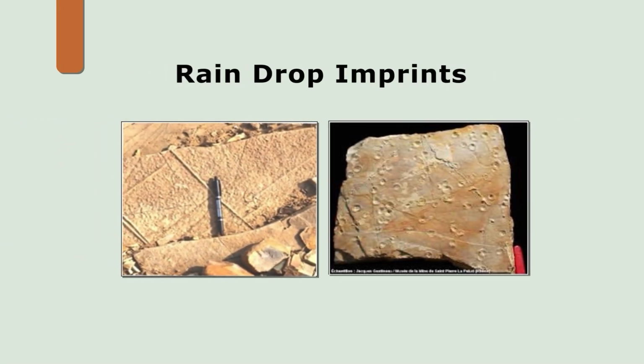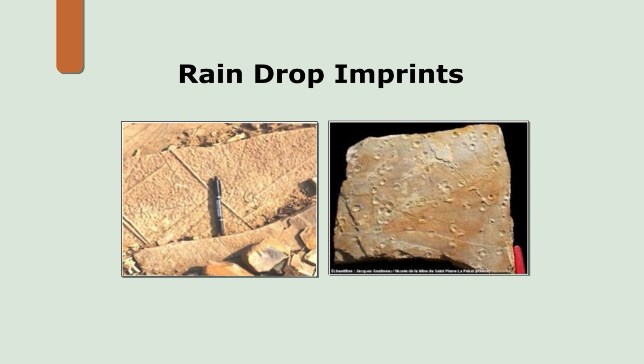There is another structure called raindrop imprint. When rain falls onto a wet surface in the coastal area or on a river bank, and is then immediately covered by sediment, it leaves imprints on the surface with a pitted texture like that, called raindrop imprint.